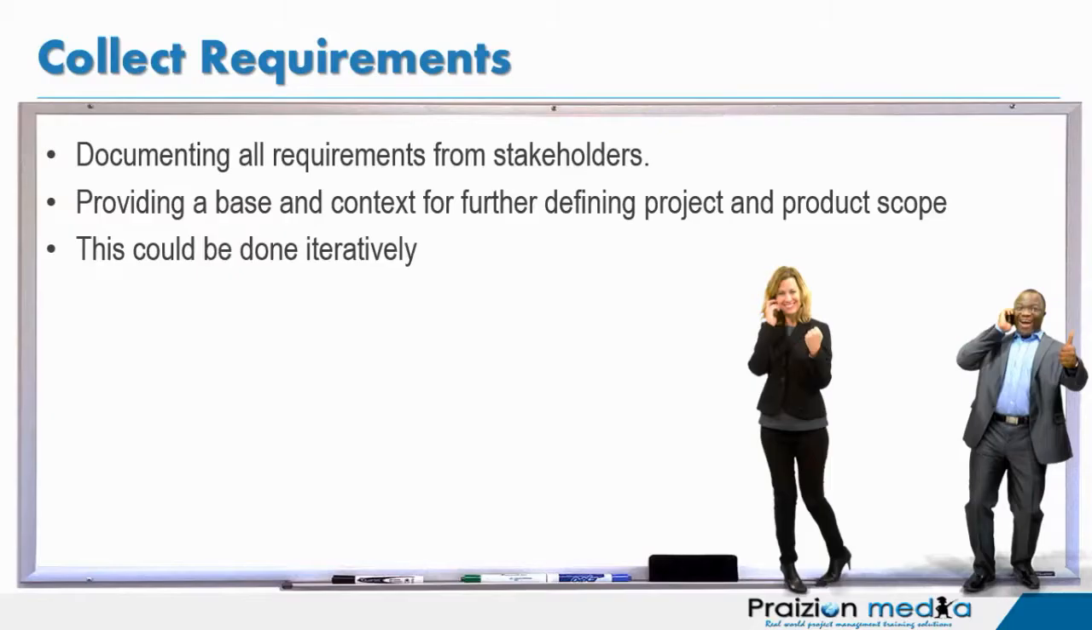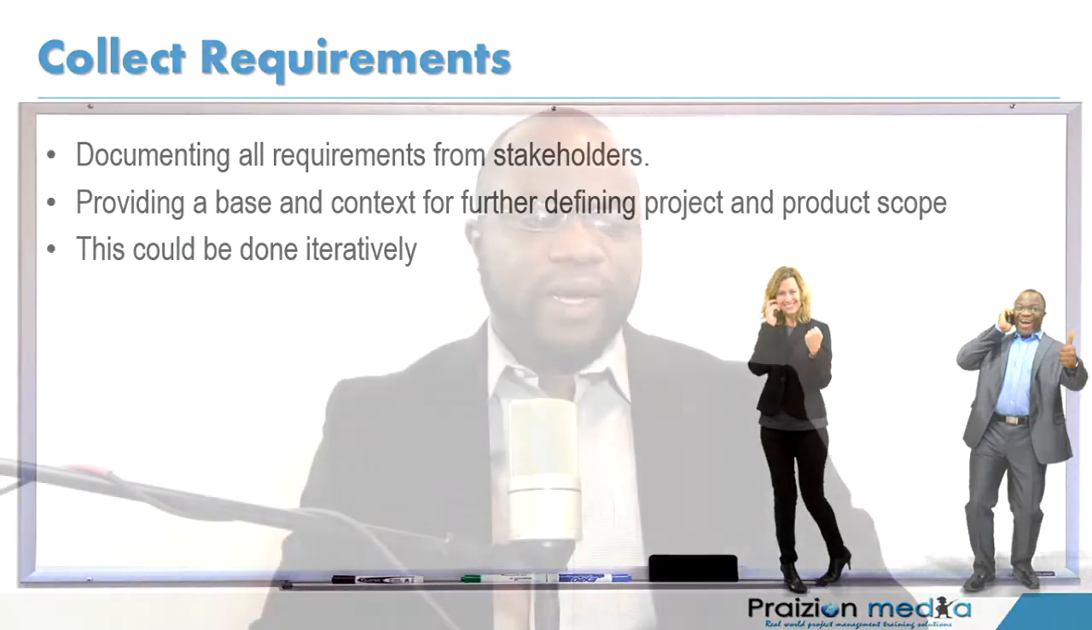So taking a look here, we can see that the major goals of this process are to document all requirements from stakeholders, to provide a base and context for further defining project and product scope, and this could be done in an iterative fashion. Typically on projects, we see people defining what needs to be done, collecting requirements in traditional, or I should say fully plan driven project management all upfront. But remember that in Agile, this could be a revolving door of requirements gathering throughout an Agile project.